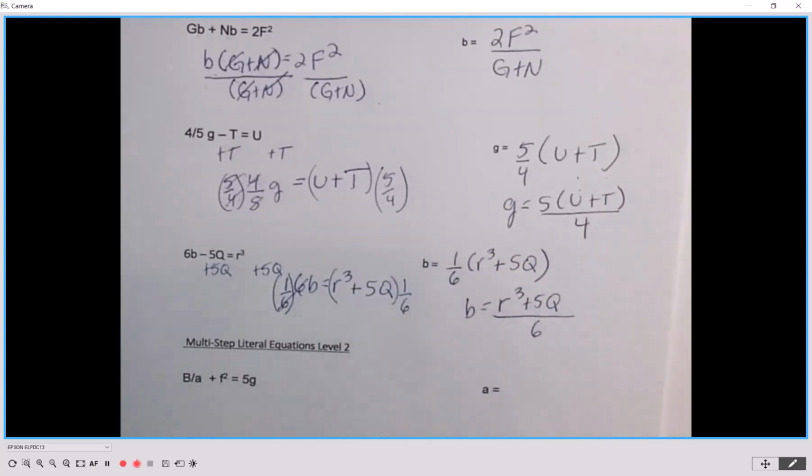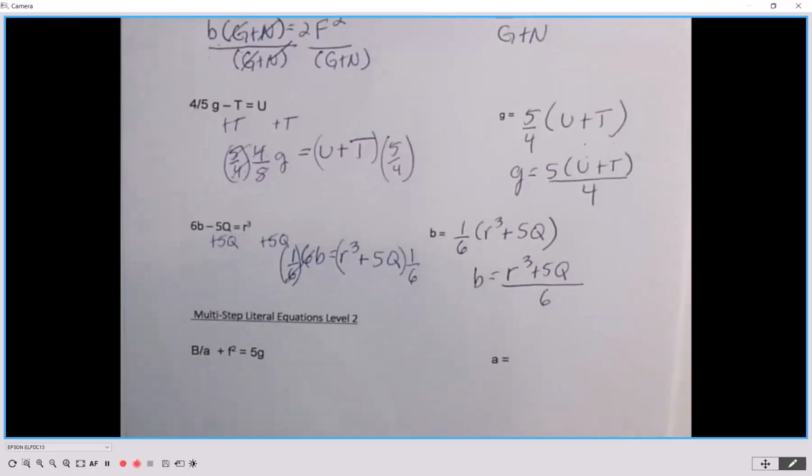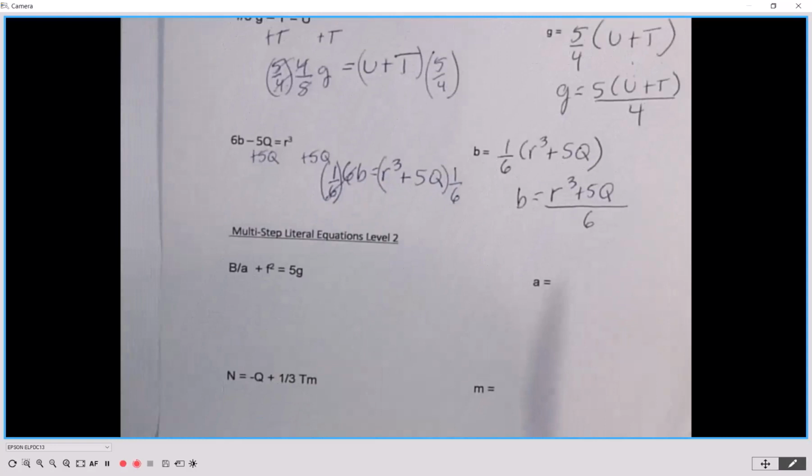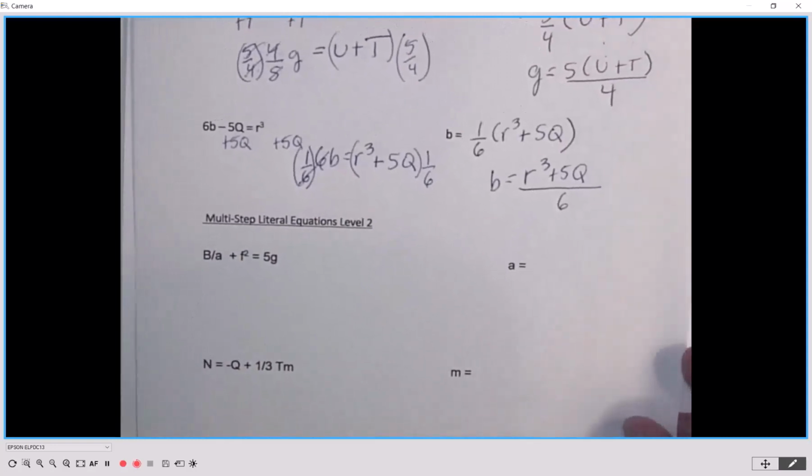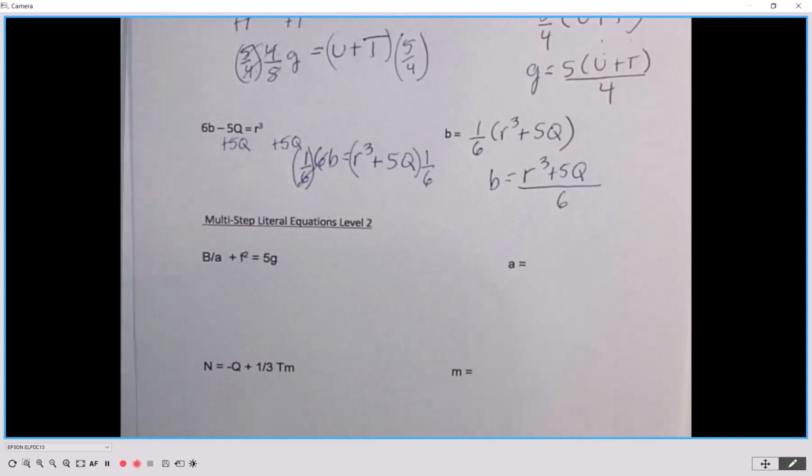All right, let's go on to a little bit more challenging ones on the next page that are called multi-step literal equations level 2. These can get quite difficult, so let's just take it a little bit at a time.